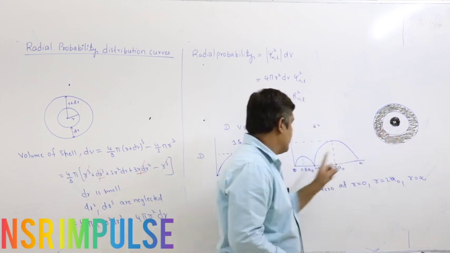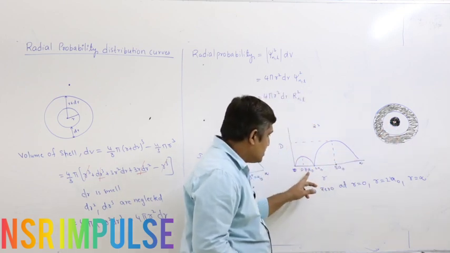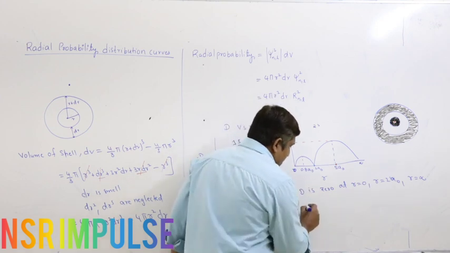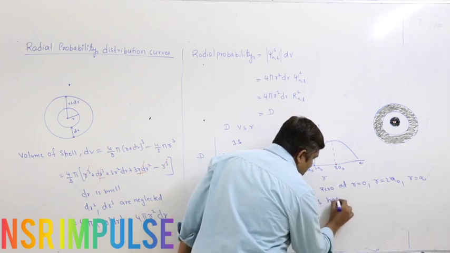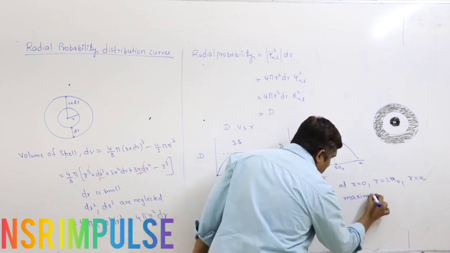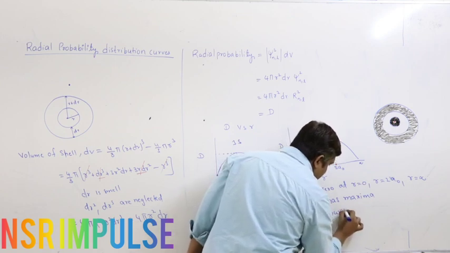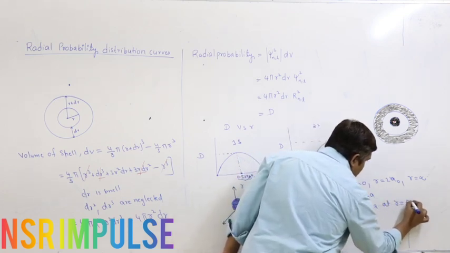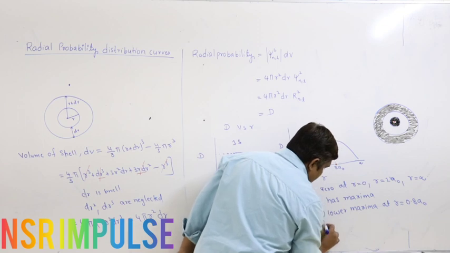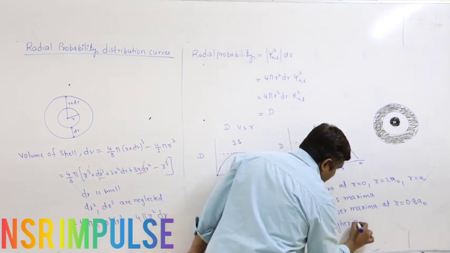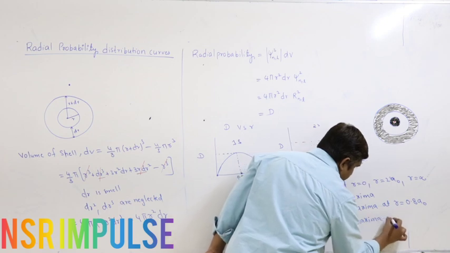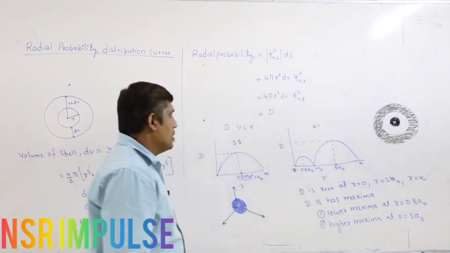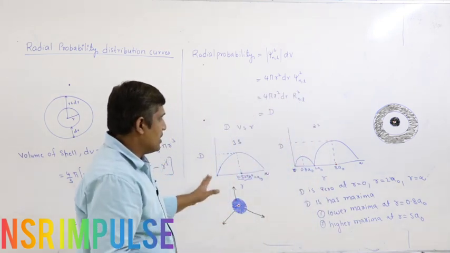So this is the lower one, at a distance of 0.8 a naught. This is the minimum, lower maximum. D has two maxima points, the lower maximum at r equal to 0.8 a naught, and the higher maximum at r equal to 5 times a naught. So this is for 1s and 2s.